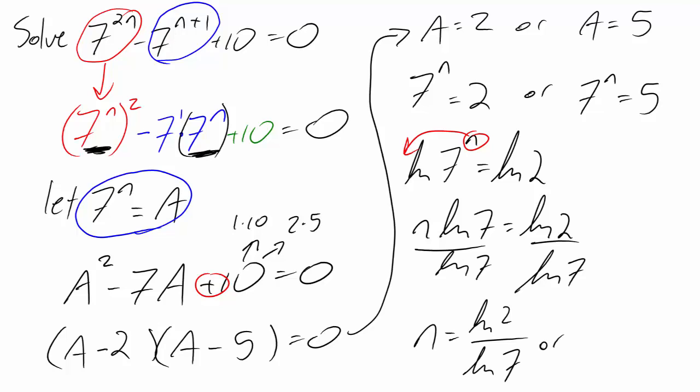Or, then we're going to play the same game here with the 7 to the n equals 5. So we take the natural log of both sides here. And so we have natural log of 7 to the n equals natural log of 5. So again, we move the n out in front. So we have n natural log 7 to equal natural log 5.